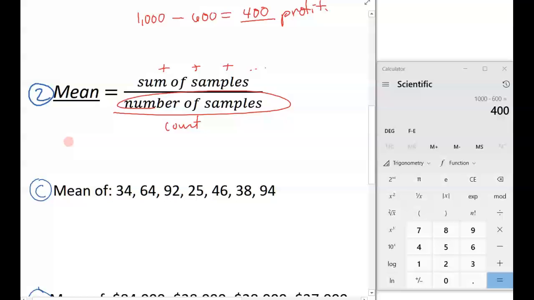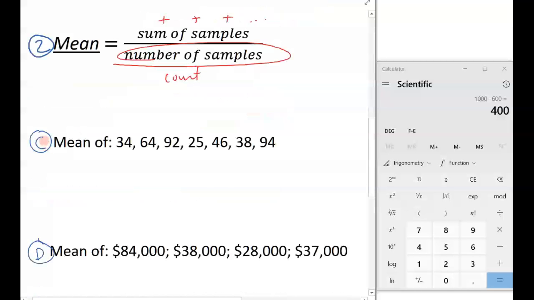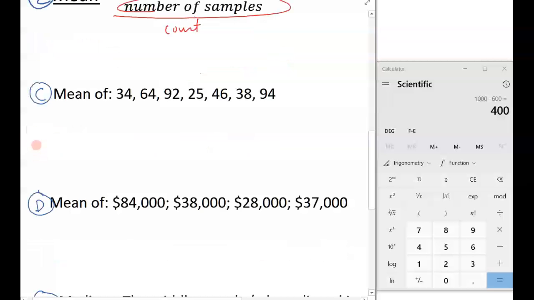A mean can be helpful in learning some information, but we're going to see some examples of why a mean is not always the best value to look at, because it's very sensitive to what we call outliers, or values that deviate significantly from most other values. So we're going to see some examples of it here. We're going to look at sample question C. And this asks for a mean of 34, 64, 92, 25, 46, 38, and 94.